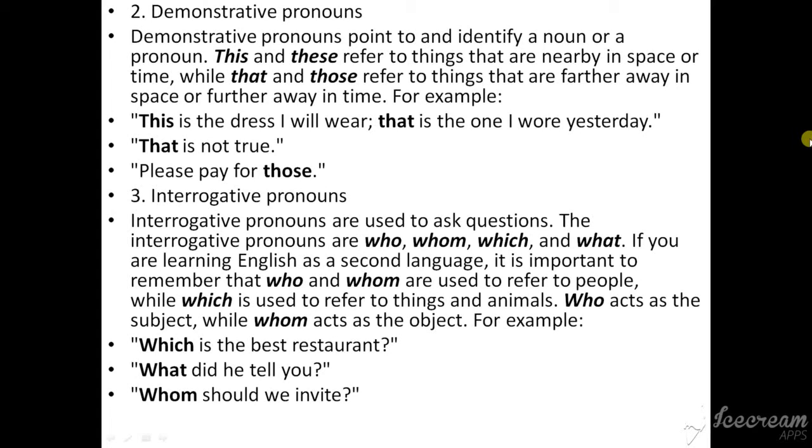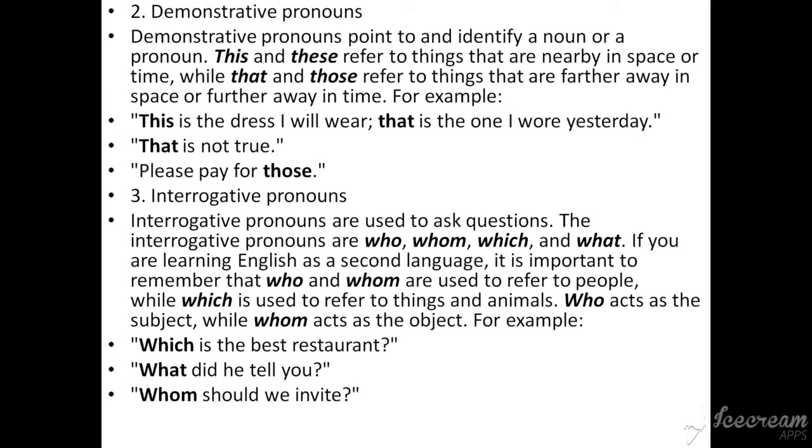Interrogative pronouns. This is the third type of pronoun. Interrogative pronouns are used to ask questions. The interrogative pronouns are who, whom, which, and what. If you are learning English as a second language, it is important to remember that who and whom are used to refer to people, while which is used to refer to things and animals. Who acts as the subject, while whom acts as the object.